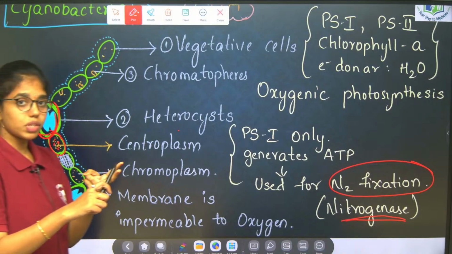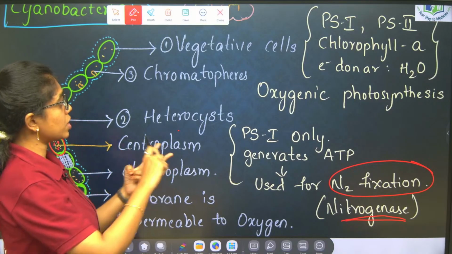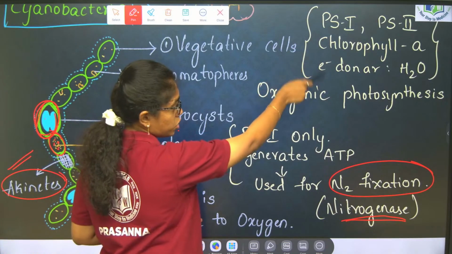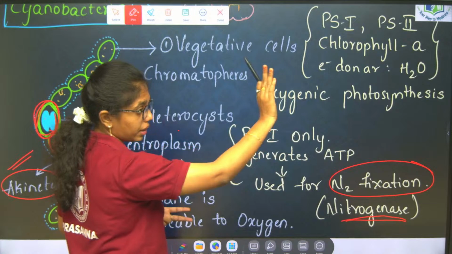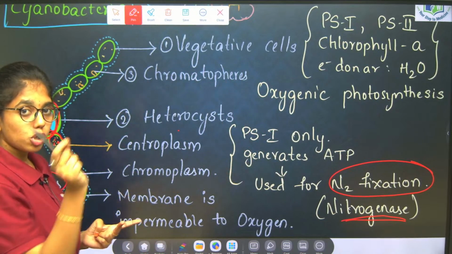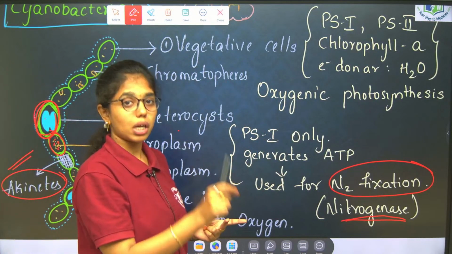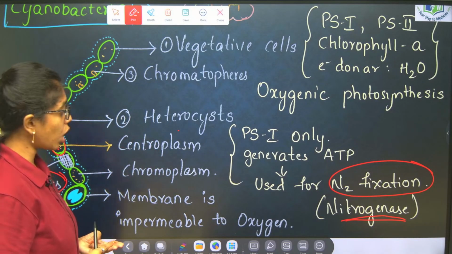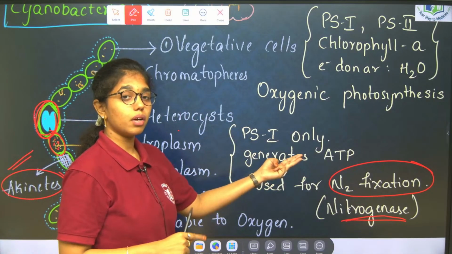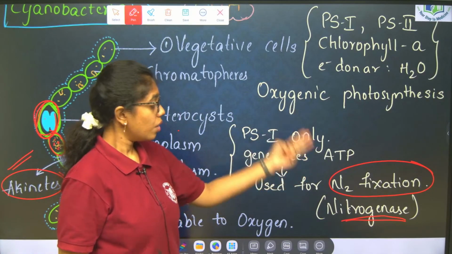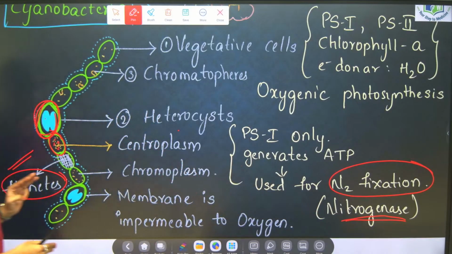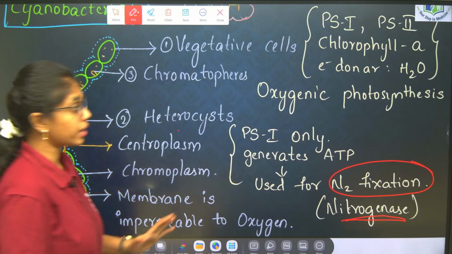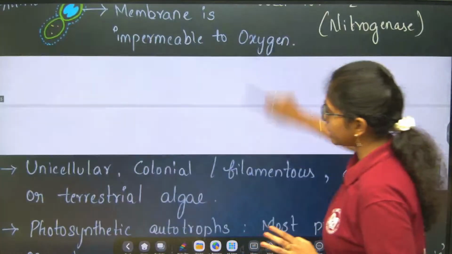It has two types of cells, vegetative and heterocyst. Vegetative cells are purely involved in oxygenic photosynthesis, so that is why they have this pigment, photosystems, electron donor. Remember that. Next, chromatophores: mesosomal extensions in BGA with pigments are called chromatophores. And then heterocyst, whose membrane is impermeable to oxygen because its function is nitrogen fixation, where the enzyme is nitrogenase. And then akinetes, which are dead cells, which are purely helpful for what? Vegetative reproduction or vegetative propagation.